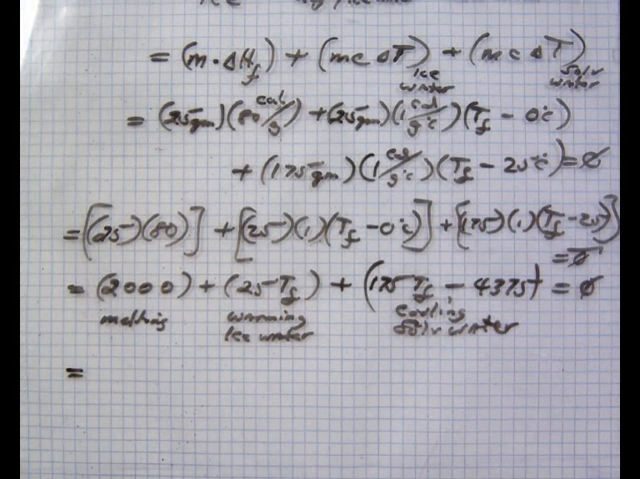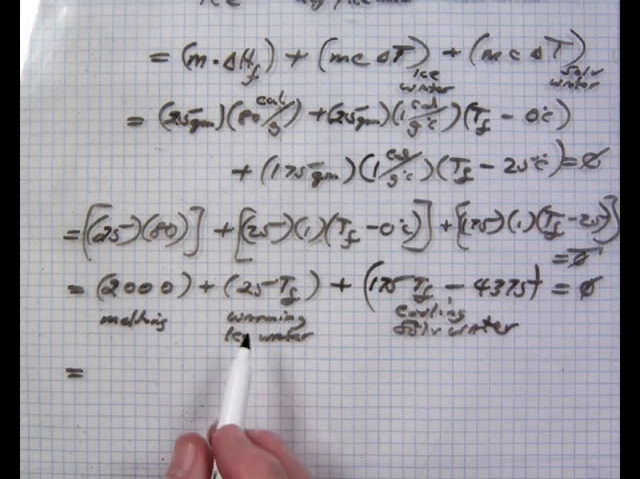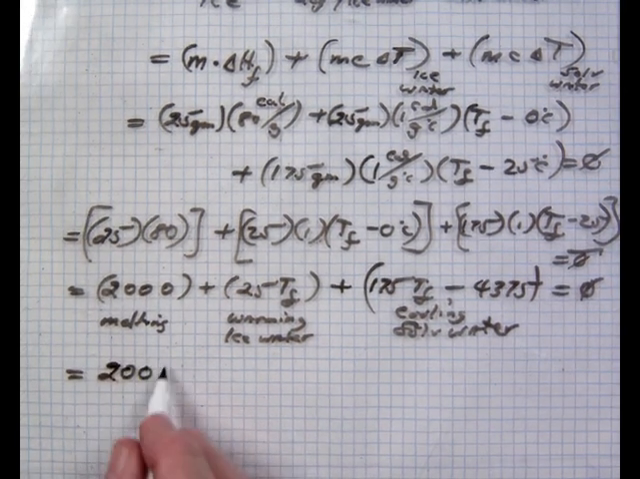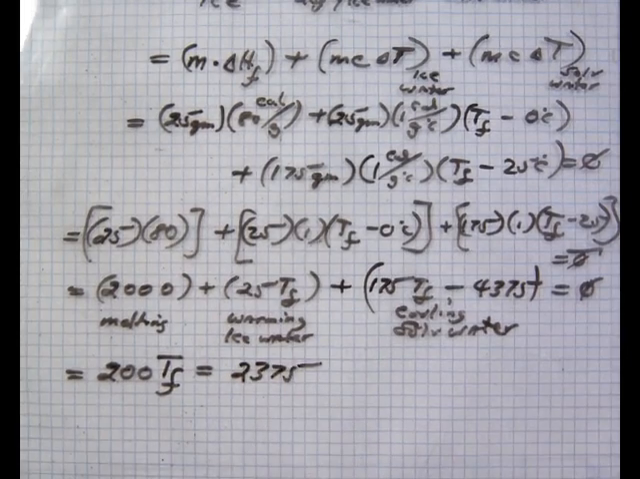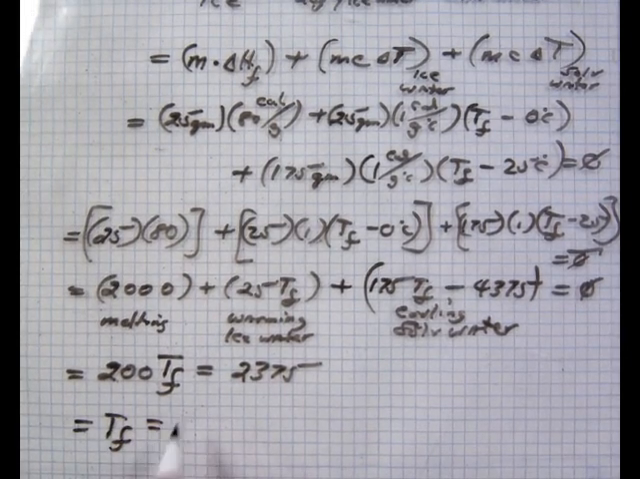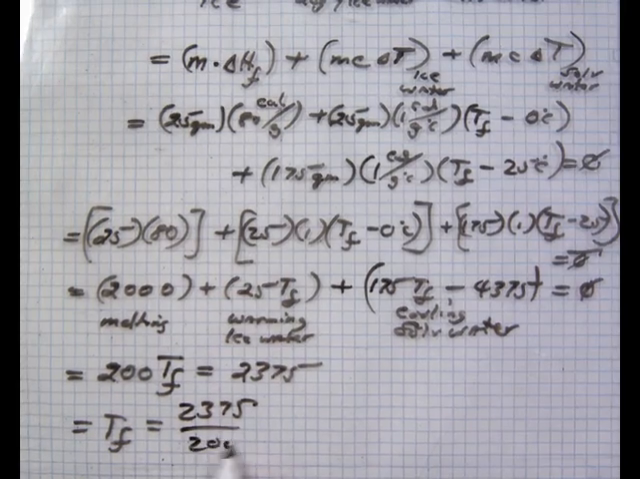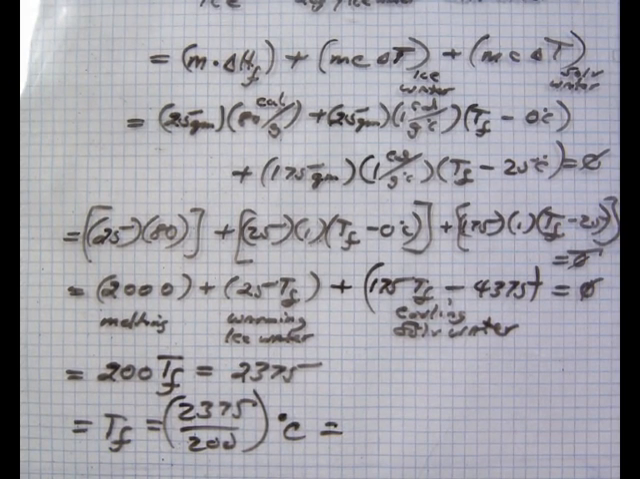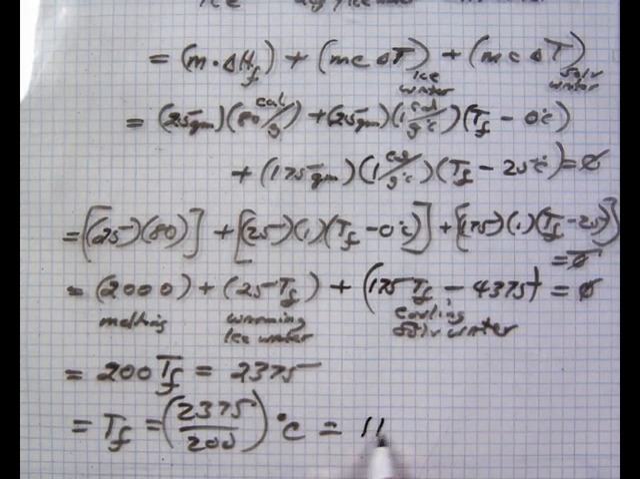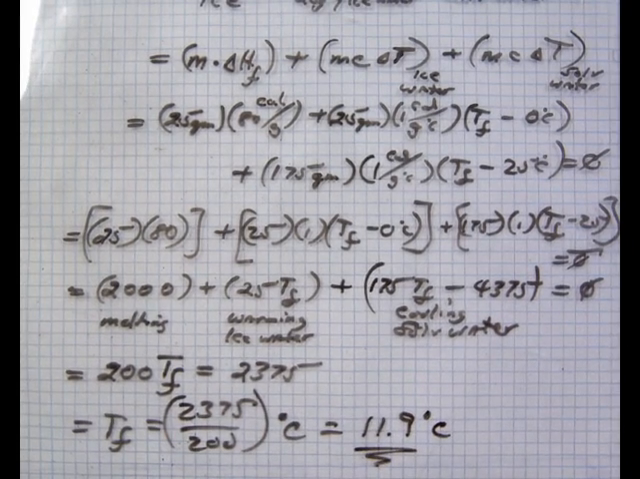And so we need 25 plus 175 is 200, and then we'll subtract that out, 4375. 4375 minus 2,000, that's 2375. So we got 200 TF is equal to 2375, and now TF is 2375 over 200 degrees C, and so it takes us down to about 11.9 degrees C. So you went from 25 down to 11.9.